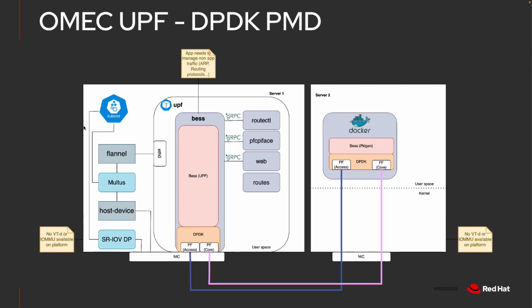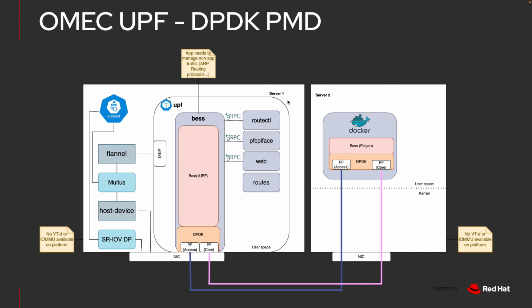Okay, so if we start with the UPF running with the DPDK-based PMD, what we have as part of this demo is essentially two servers. Server 2 is going to be running a DPDK-based packet generator that's also using BESS, and this is going to be running in a Docker container. DPDK is going to bind two PFs directly to it, and it's going to drive the traffic over these interfaces.